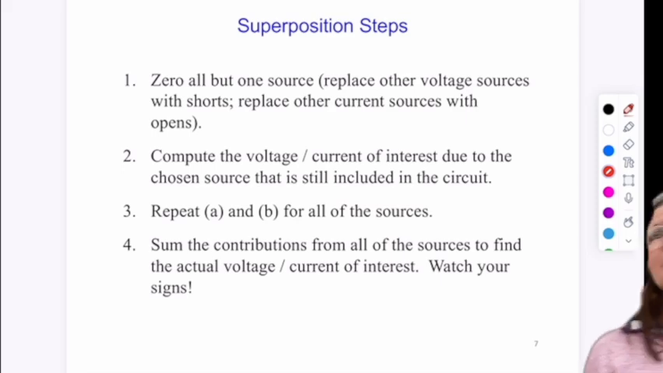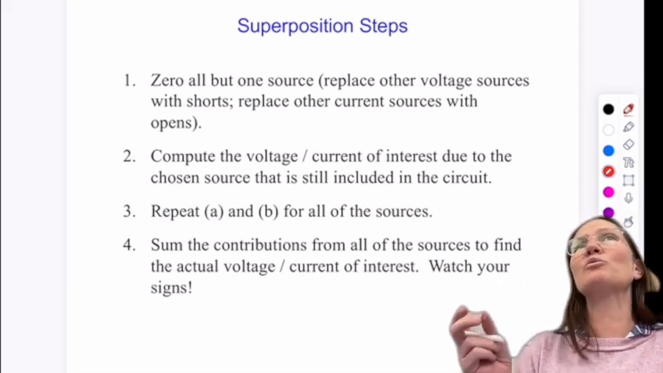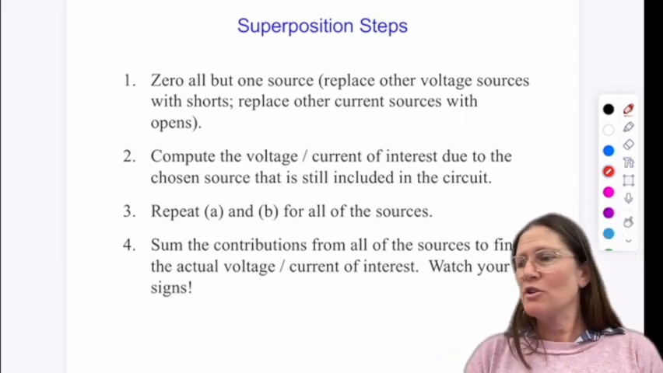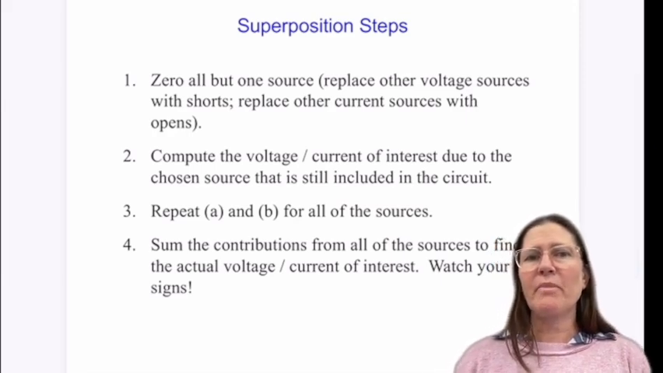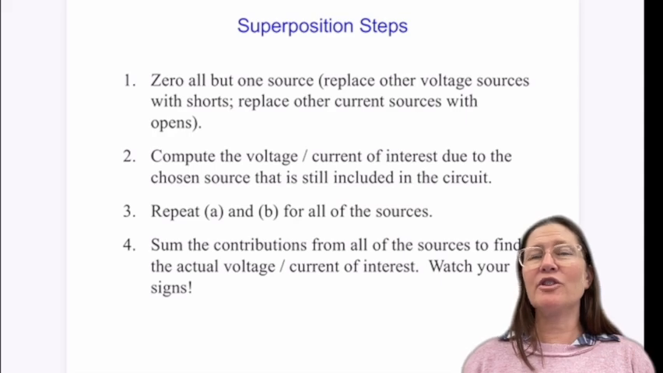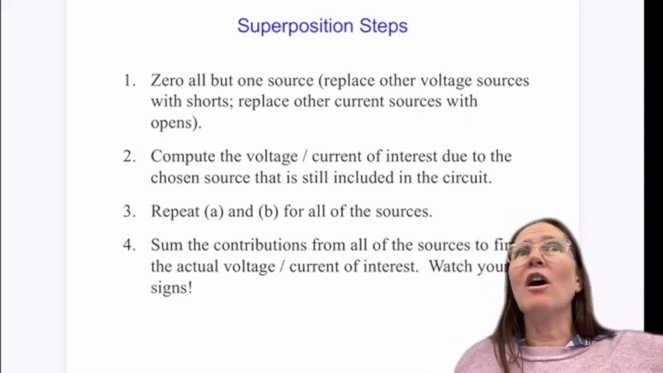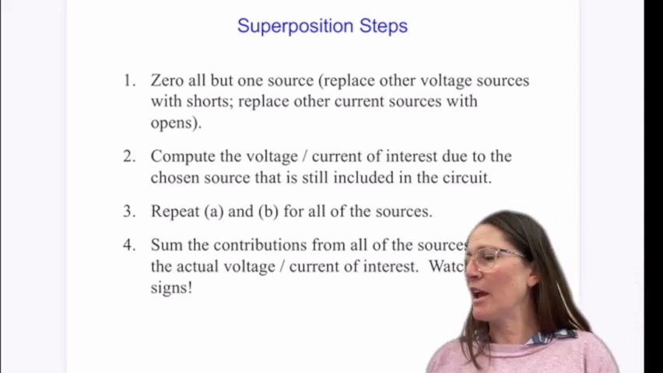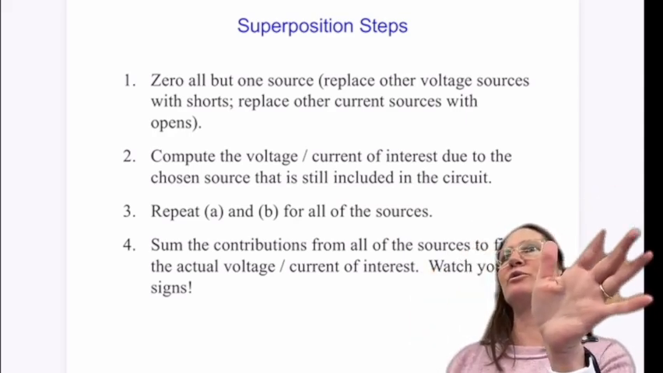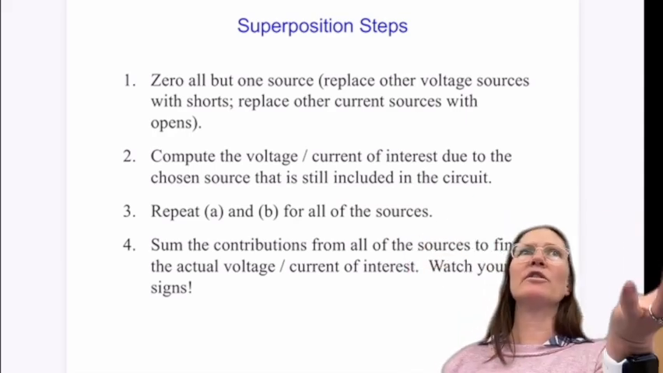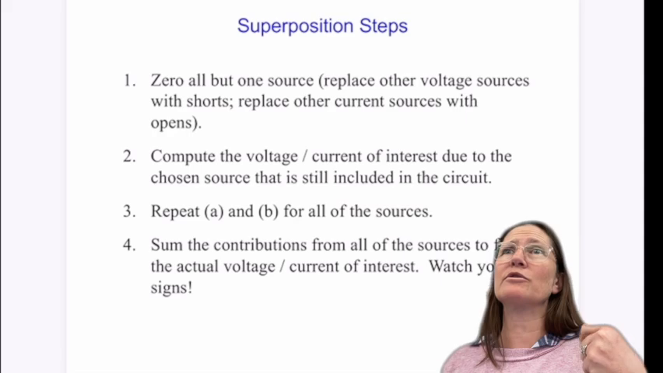That's what superposition is. So we are going to actually turn off some sources, and so this works if you have more than one source. If you have just one source, this won't work. So with more than one source, you're going to zero out all the sources but one and find the result from that. Then you turn off all the other sources, turn a different one on, and find the result of that. Turn off all the others, turn on another different one, find the result from that, and then in the end, you're just going to sum up all of those answers to give you the total amount.